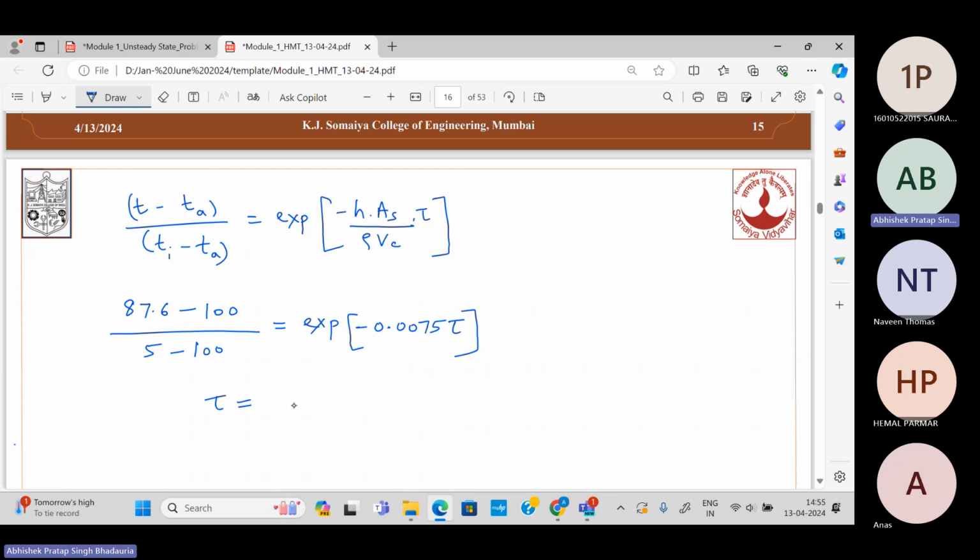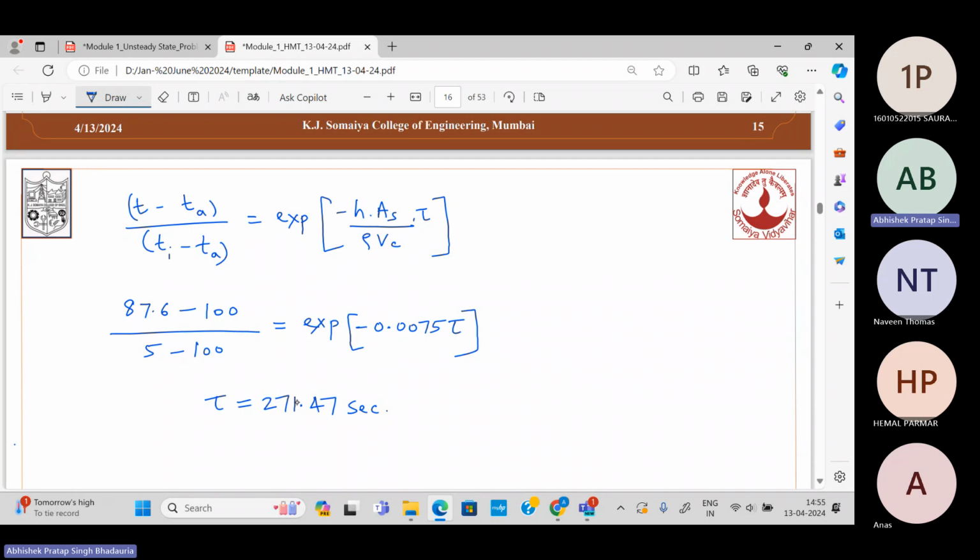So the calculated value of tau, that is time, is 271.47 seconds. Okay, the answer is 271.47 seconds.